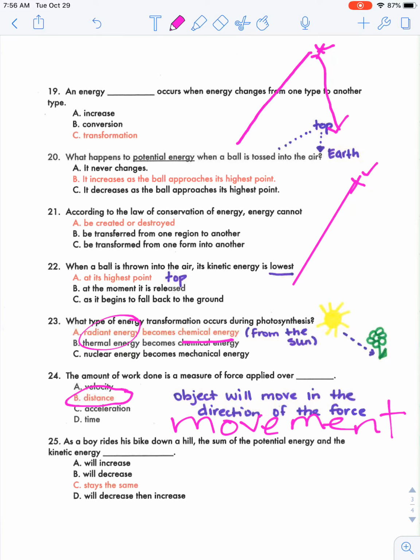As a boy rides his bike down a hill, the sum of potential energy and kinetic energy stays the same, because energy cannot be created or destroyed. So this goes back to that basketball scenario also, where when one increases, the other decreases, but they stay in balance. So this is going to end this first video, and we'll pick up the next page on the next video.